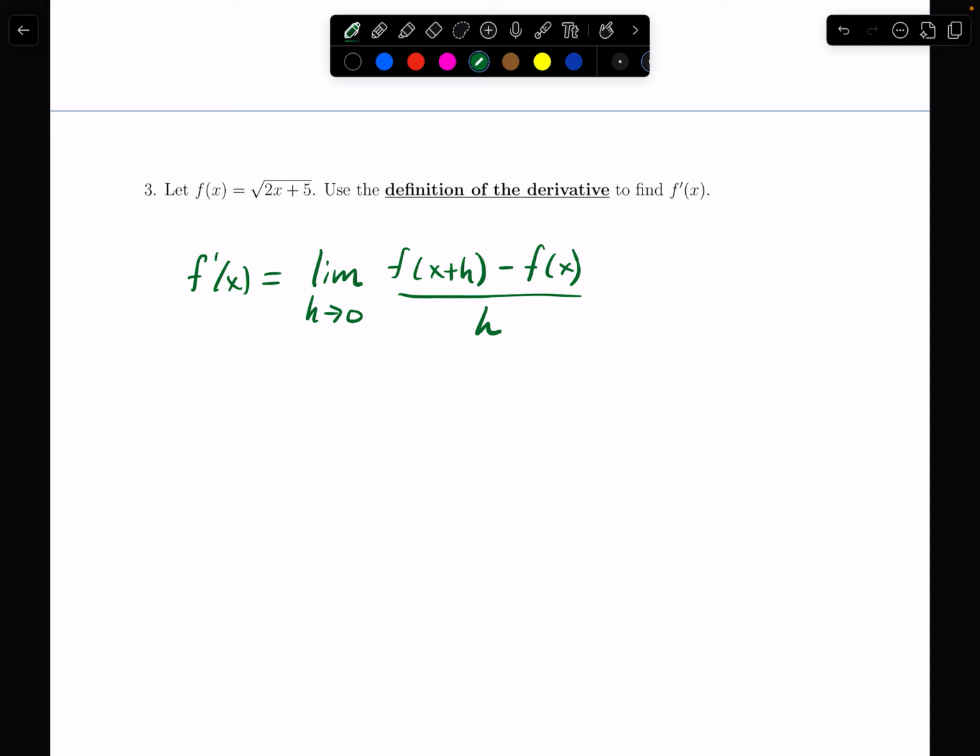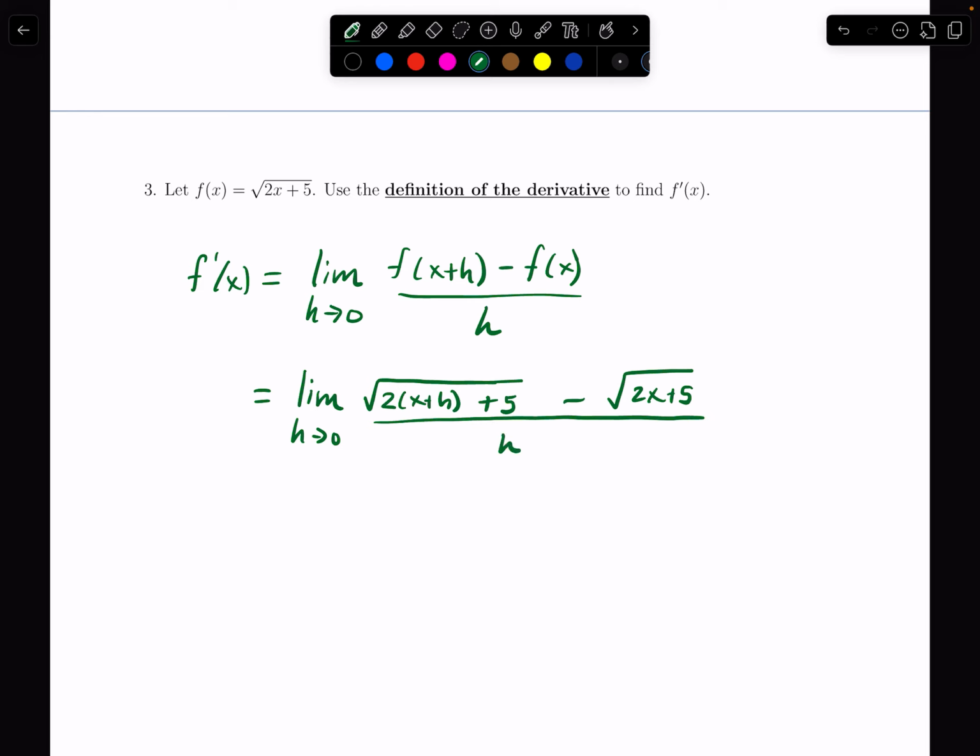Okay, so what is f of x plus h? Let's see. It's going to be the limit as h goes to 0. So we're going to replace all of our x's with x plus h plus 5, and then minus the square root of 2x plus 5. All of this over h. Now, if we were to plug 0 in for h, we would get 0 over 0, which is a do more work situation.